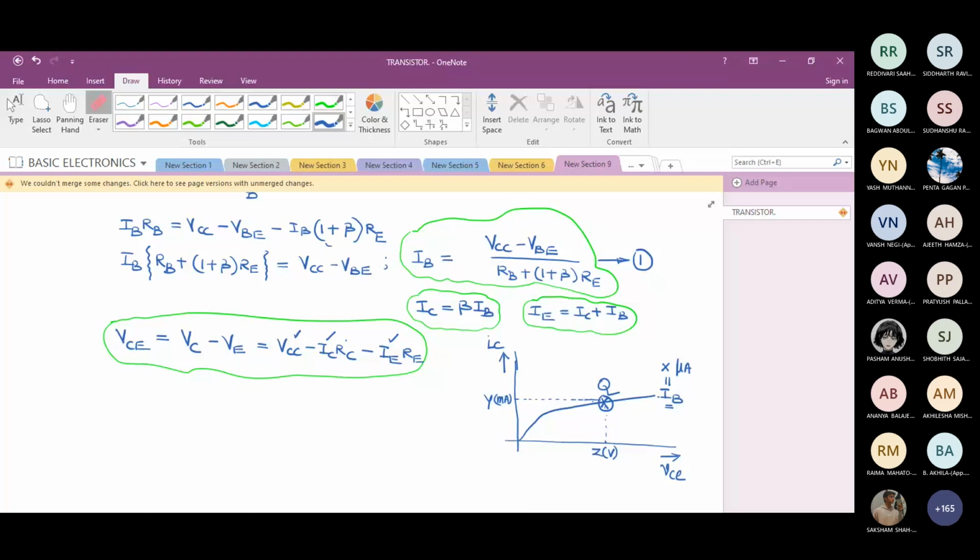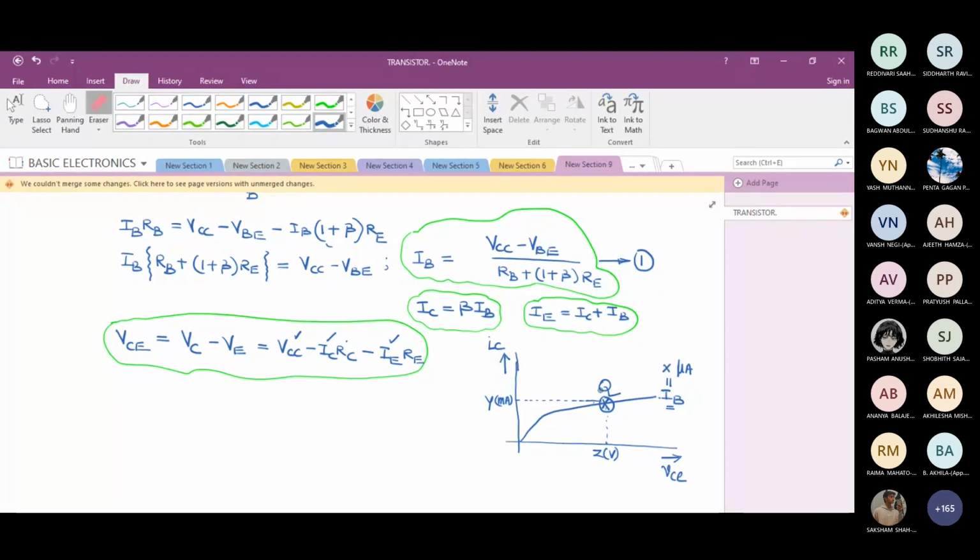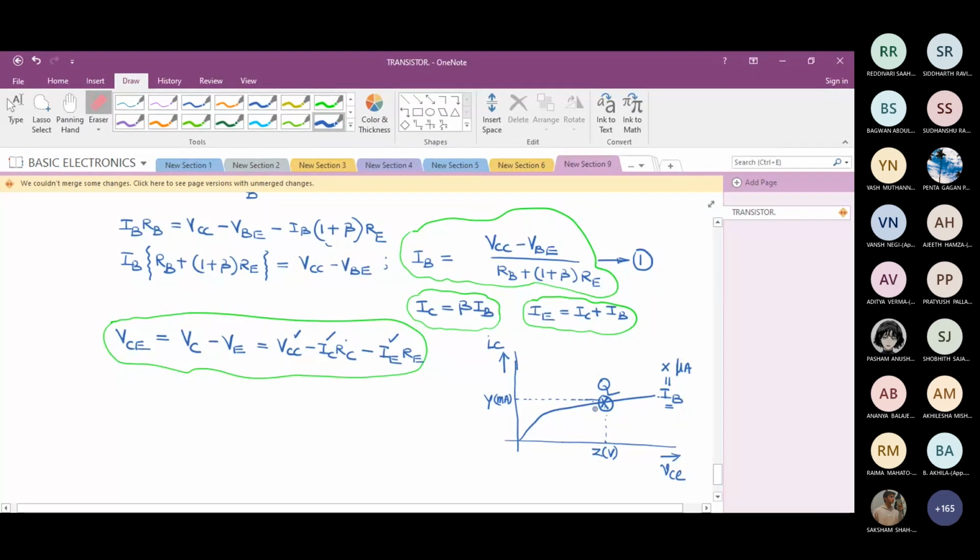The efficiency. Efficiency? No. Now we understand what type of resistances we need to connect. That we have already done. RB you know, RC you know. How to design a circuit, that also you understand. Everything is fine. In simple words, can you tell me what is the operating point?